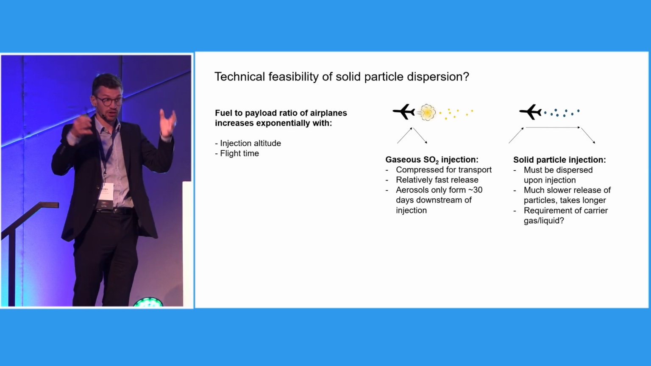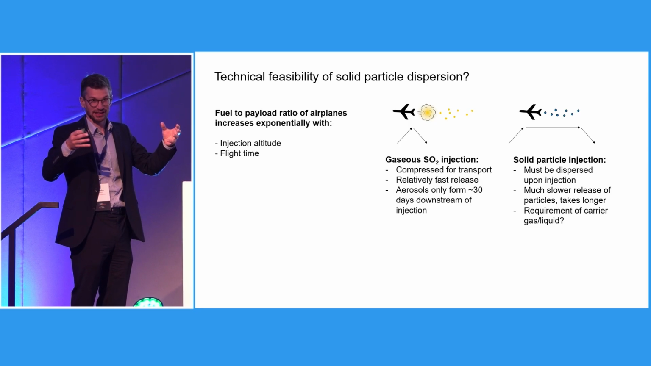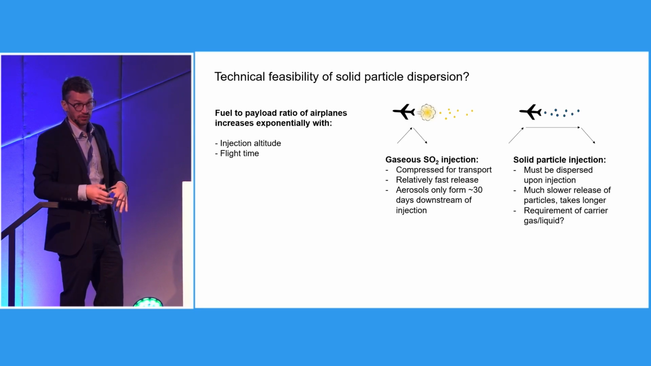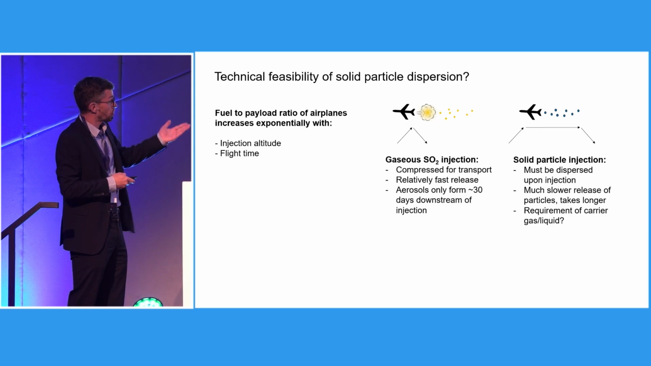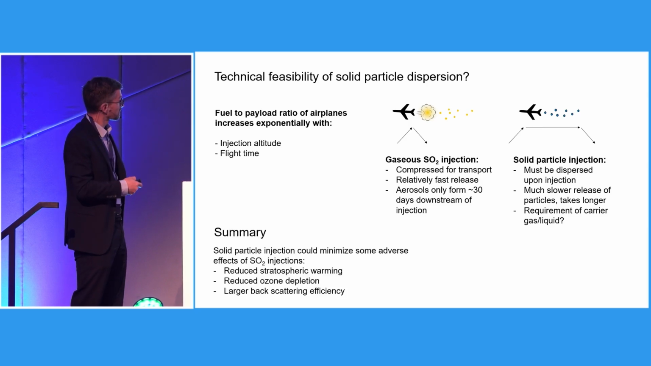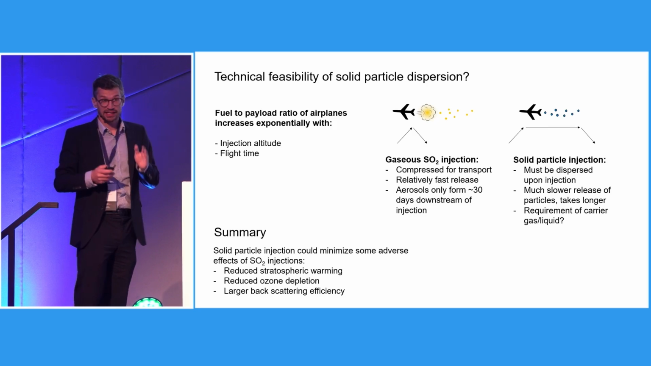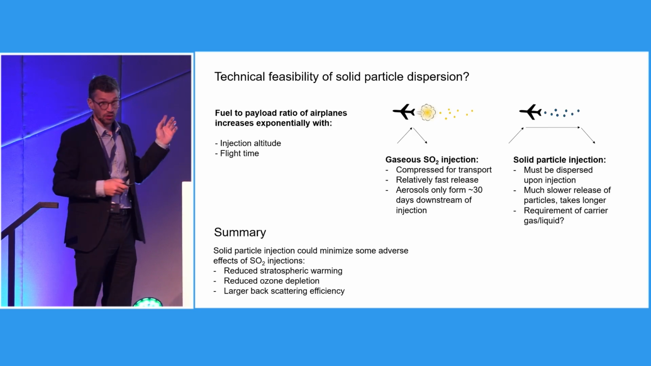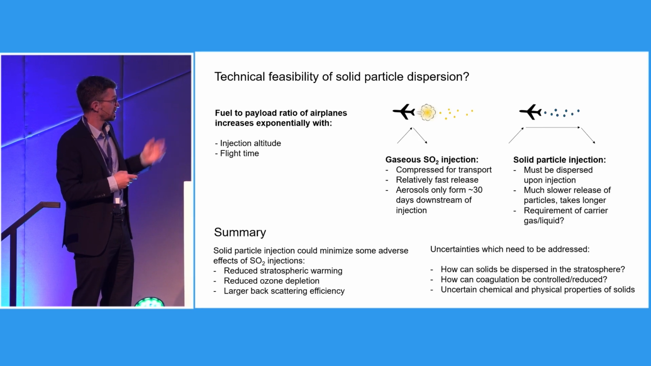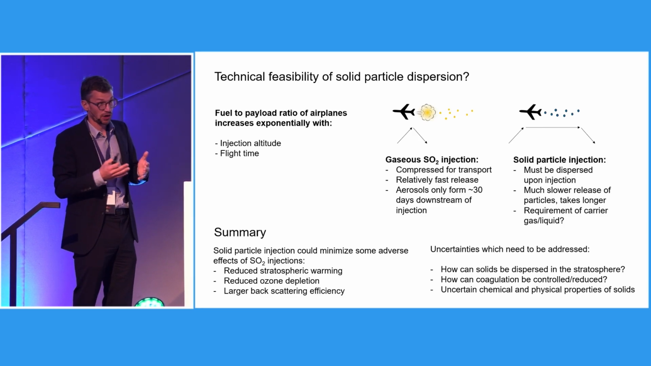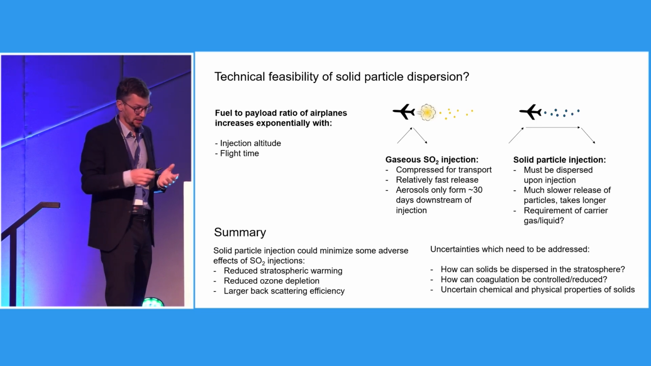You can't just dump 20 tons of solid particles from an airplane all at once, because they would fall from the sky like stones. So you need to do it slowly, and so you would likely need many more airplanes compared to SO2. And you probably also require a carrier gas or a carrier liquid. So to sum up, there are many promising advantages of solid particles over SO2 injections, but there is also significant uncertainty on their optical properties, on the physical and chemical properties, and also on how to disperse these particles in the stratosphere, and how they coagulate, and how this can be controlled.